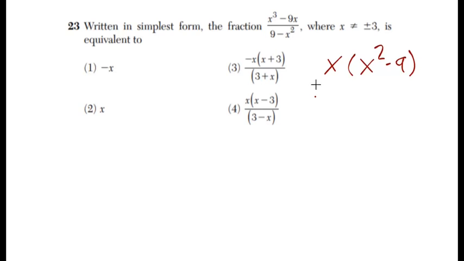Now, if you've been doing this whole final review with me, I guarantee you've heard me say difference of squares multiple times. That's a dead giveaway right here. There's a difference of squares going on right there. Now, for the bottom, 9 minus x squared.